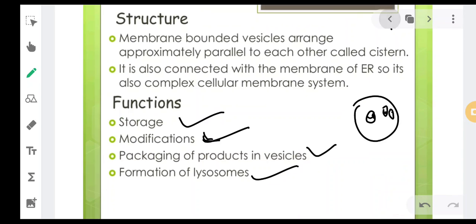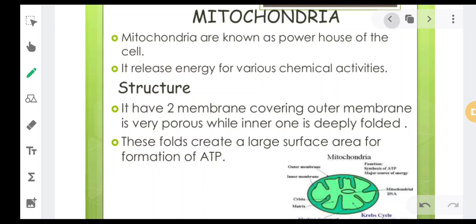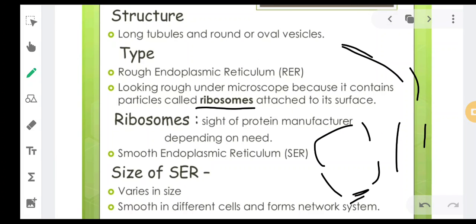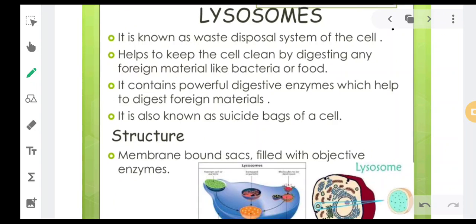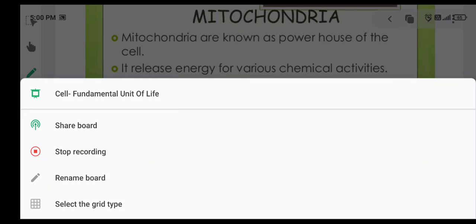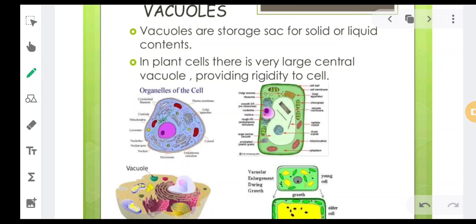So today we have seen two things, that is the endoplasmic reticulum and the Golgi apparatus, the functions and structure of Golgi apparatus and endoplasmic reticulum. That is very important. You need to know the structure and functions, otherwise it will be very difficult for all of you.